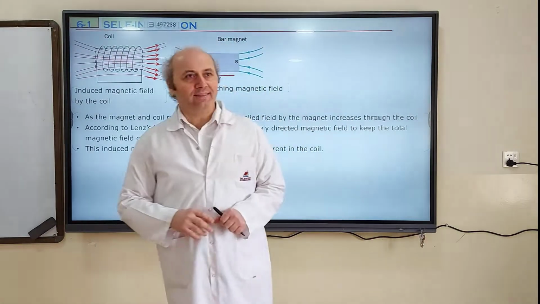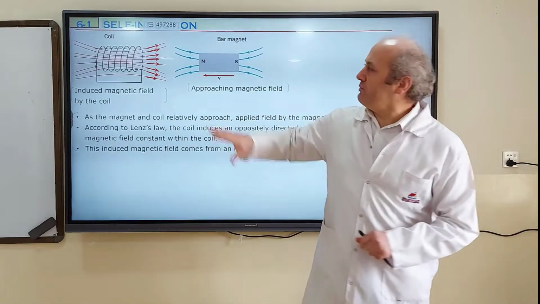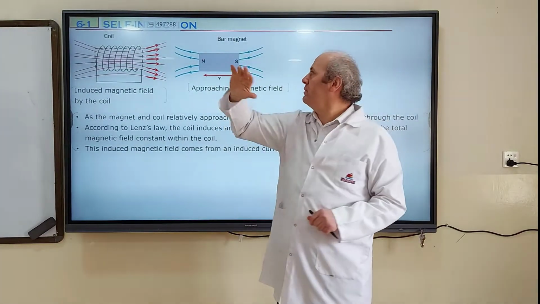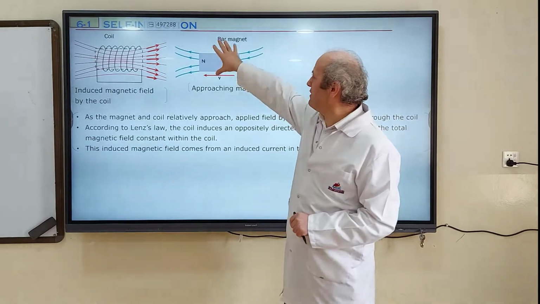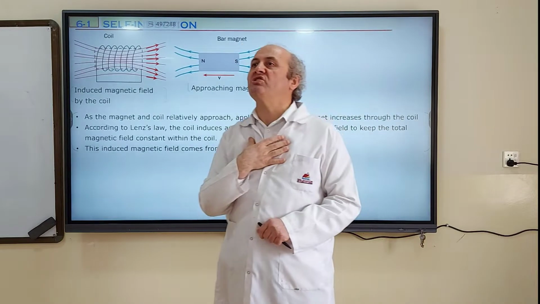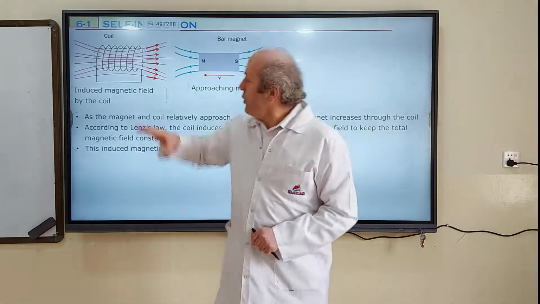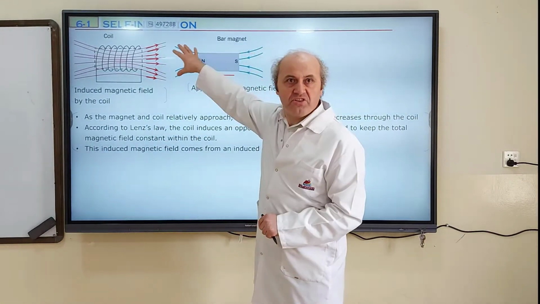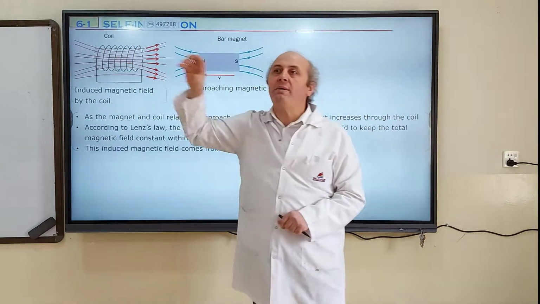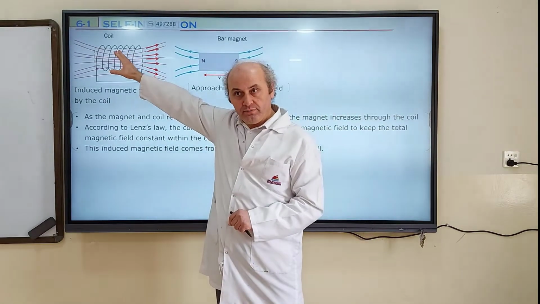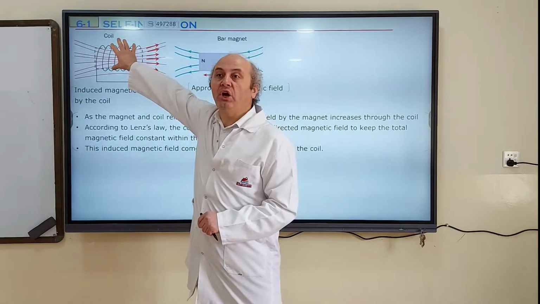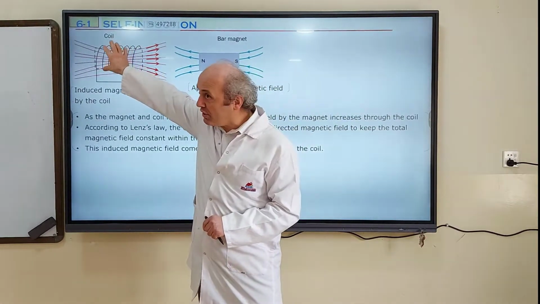In electromagnetic induction, there was a coil and a bar magnet. There are two magnetic fields. One magnetic field is provided by the bar magnet, which we said is an applied magnetic field. When we move this bar magnet closer or away from the coil, we make a change in magnetic flux in the coil. This change in magnetic flux induces an EMF, induces a current in the coil.